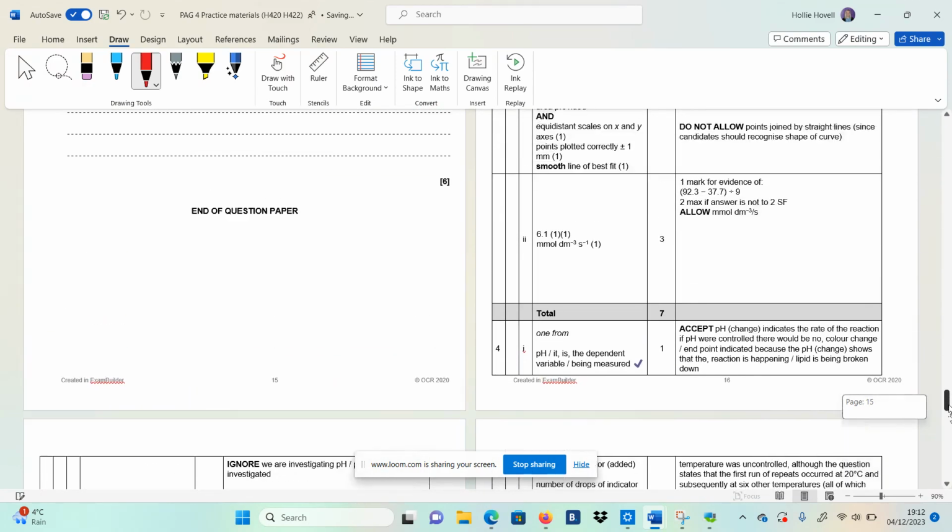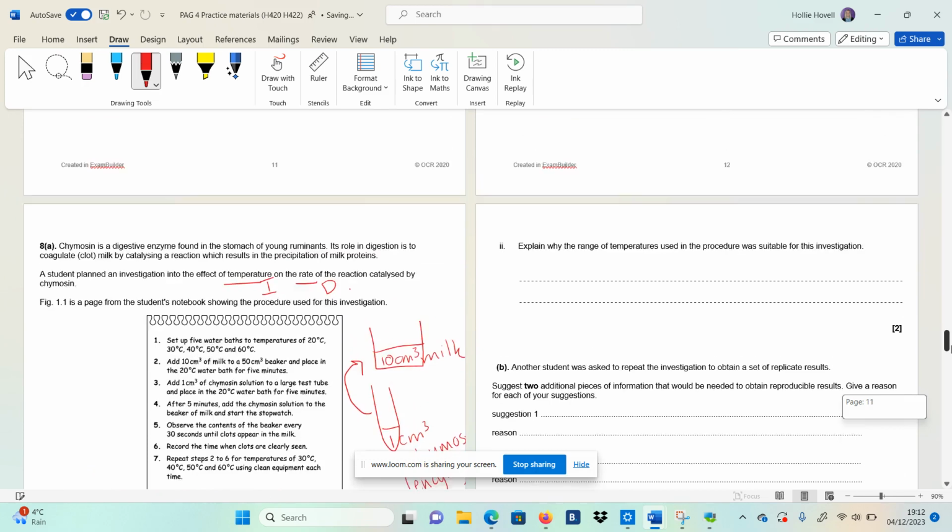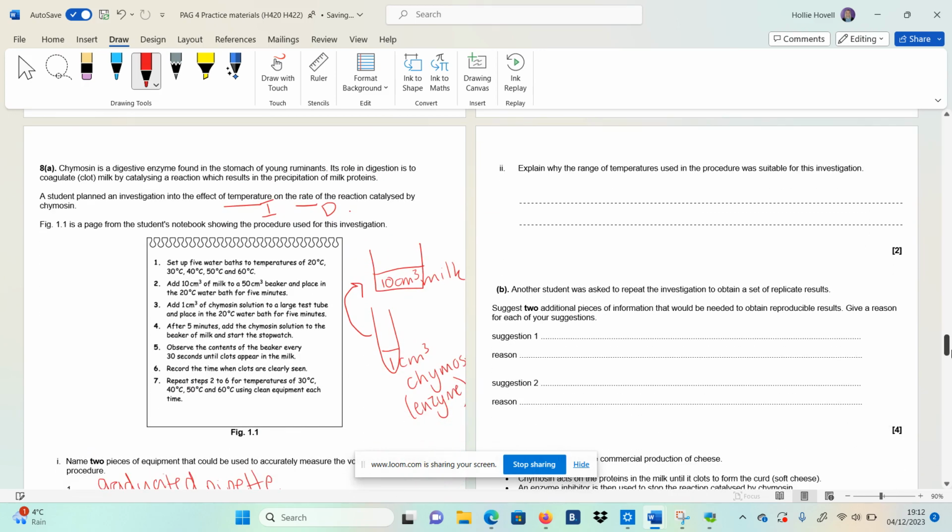Next one. Oh, it's going into the mark scheme. Look, we are nearly there. Explain why the range of temperatures used in the procedure was suitable for this investigation. So the temperatures that they used were from 30 up to 60, or actually from 20. The first one was at 20, wasn't it? So they did 20 to 60. So we don't always want to go 0 to 100. That's the temptation. Always say 0 to 100. It's not good. You need to use something that's kind of realistic.